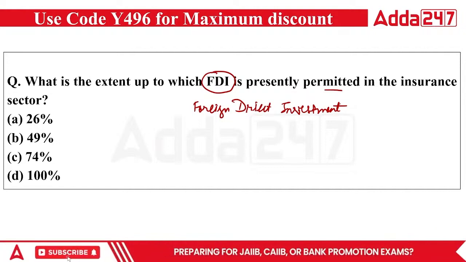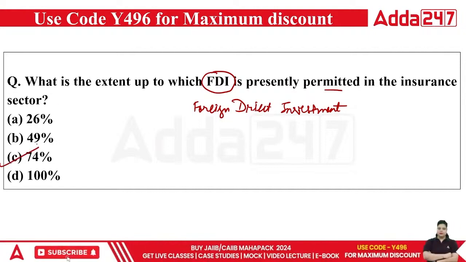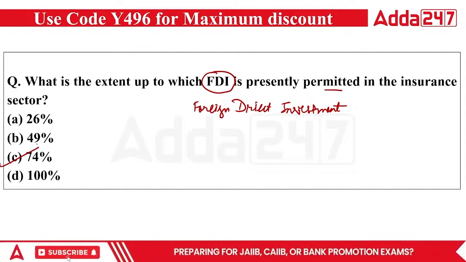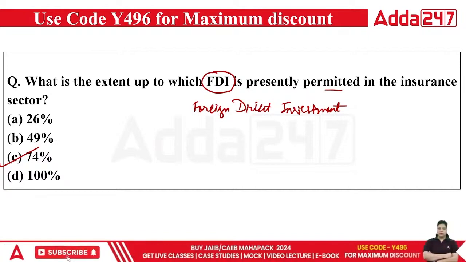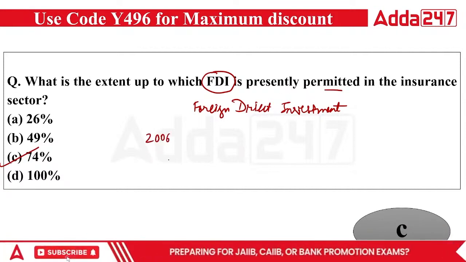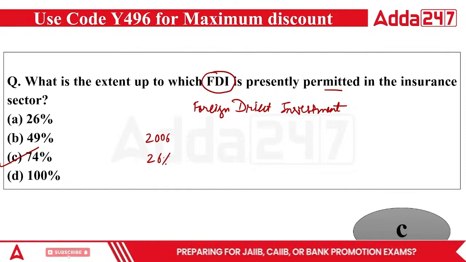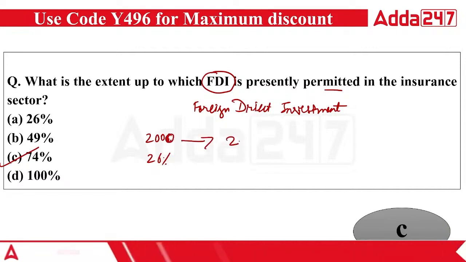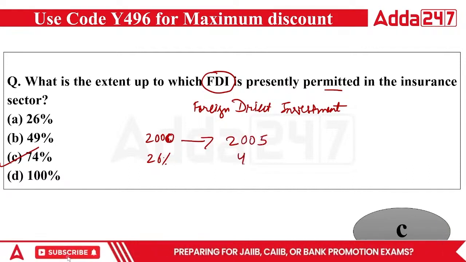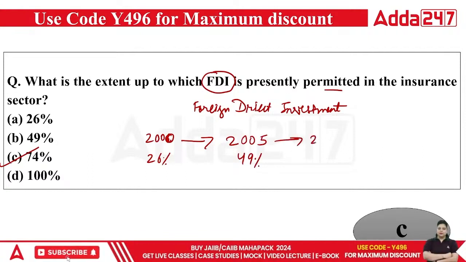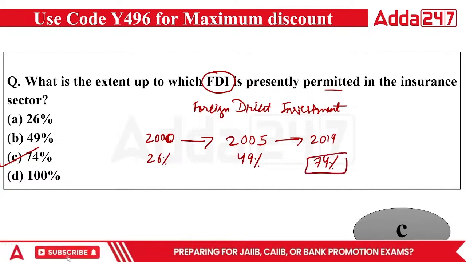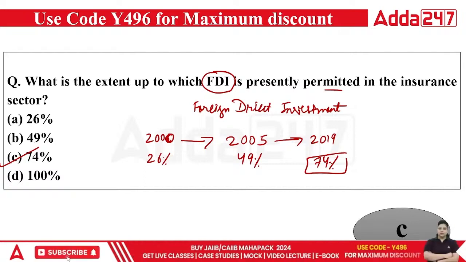And in case of FDI, 74% FDI is allowed in the insurance market. How much? 74% FDI has been allowed in the insurance market. So simply remember, FDI allowed in the insurance market is 74%. Actually, in the year 2000, FDI was started in the insurance market, and it used to be 26% only. Then in 2005, it was increased to 49%. And after that, in 2019, it was increased to 74%. Since then, we have 74% FDI allowed in the insurance market. Okay, so the right answer is option C.